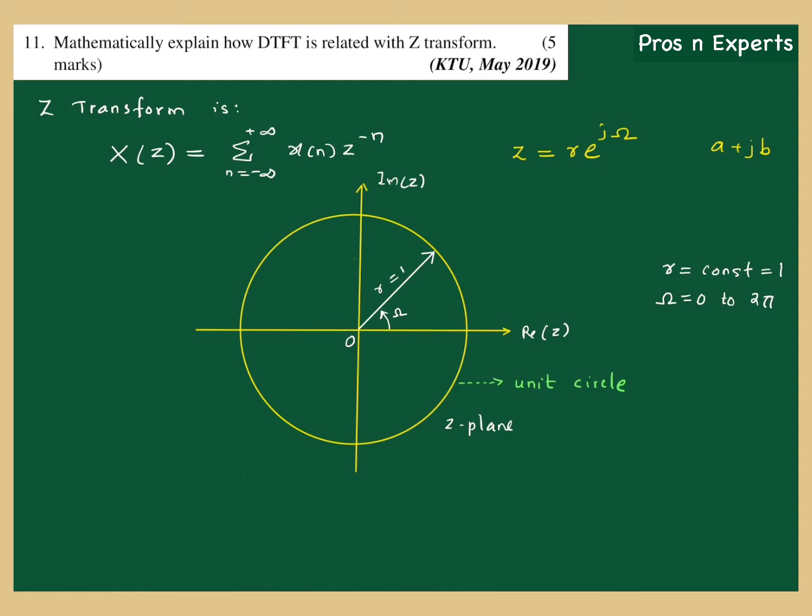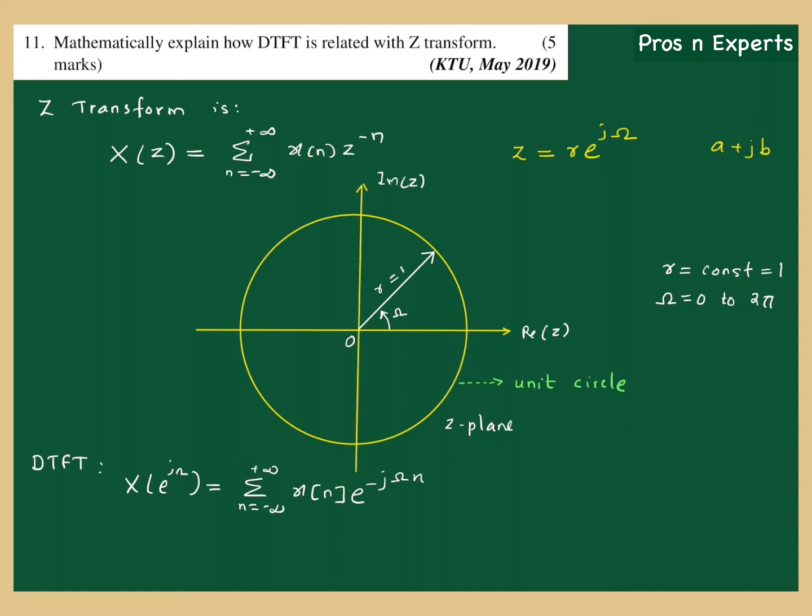So at some particular point, I have to consider DTFT. At this point, I'm writing the expression for DTFT of a signal x of n, which is given by X of e raised to j omega is equal to sigma over n equal to minus infinity to plus infinity, the signal x of n into e raised to minus j omega n. This is the expression for DTFT of a signal.